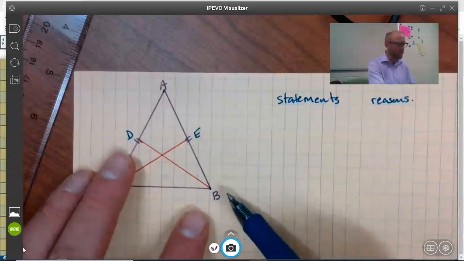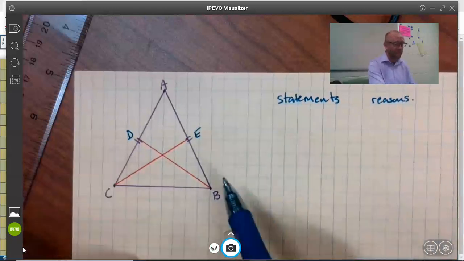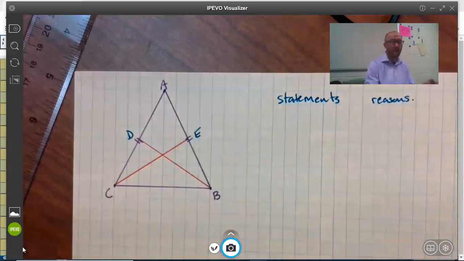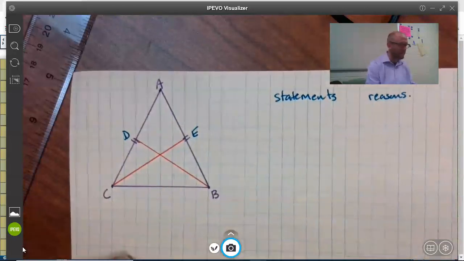We're trying to prove that these two medians, so BD and CE, are congruent. They're the same length. So let's see.